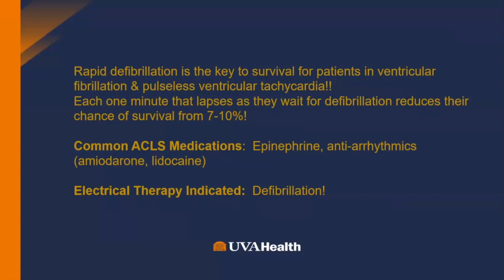If we've shocked it a couple of times and we still identify persistent VFib, then there's an indication for amiodarone or lidocaine as an antiarrhythmic therapy. The key here is defibrillation. Shock it as soon as possible. Do your CPR for 2 minutes, reassess, and shock again.